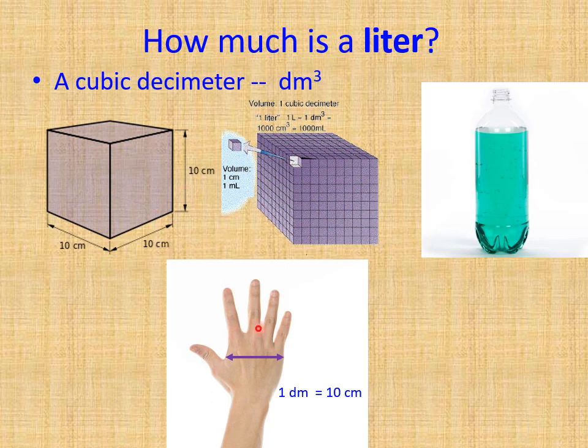If 1 decimeter is about the size of your palm, a liter is a cube of that size, which you can hold in your hands. Each side is a decimeter. A decimeter is 10 centimeters. So 10 centimeters by 10 centimeters by 10 centimeters. So imagine how big this is.